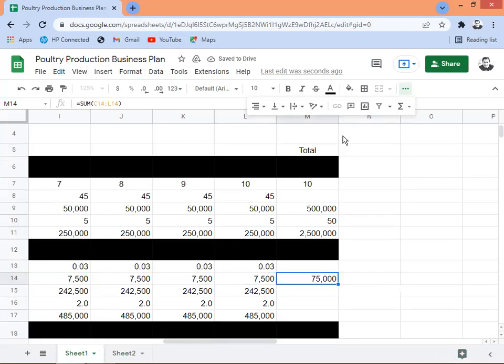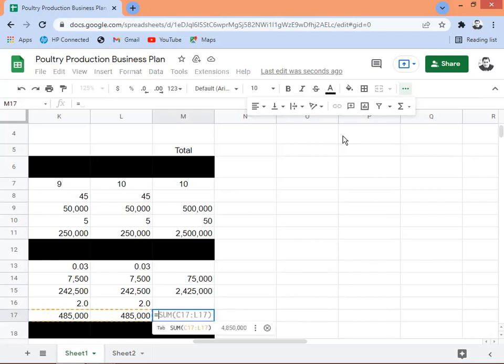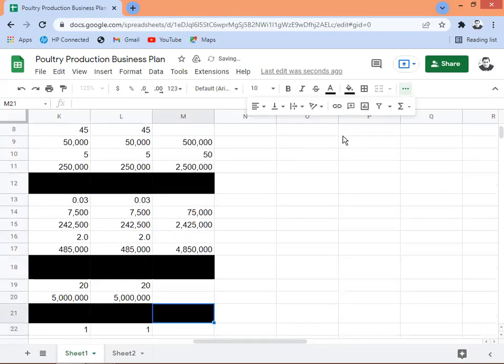This is the total mortality in 10 houses, 75,000. Also this one. What is this? This is the net live, the live birds after deducting the mortality. This is the size of the bird. This is 485, the total weight, the sum. And then this one is the price. No need to total that.